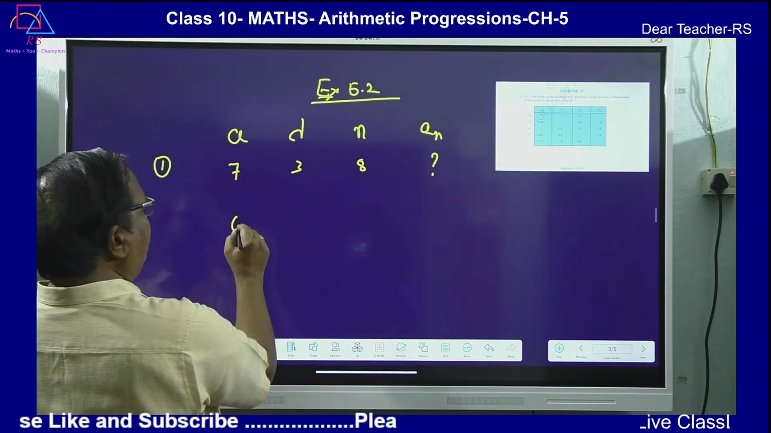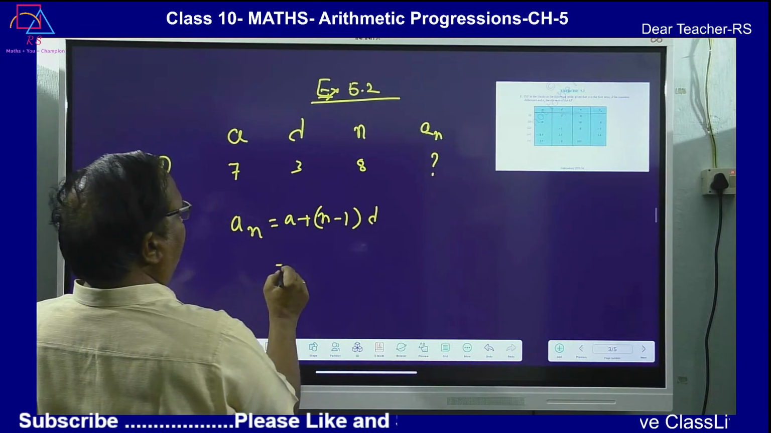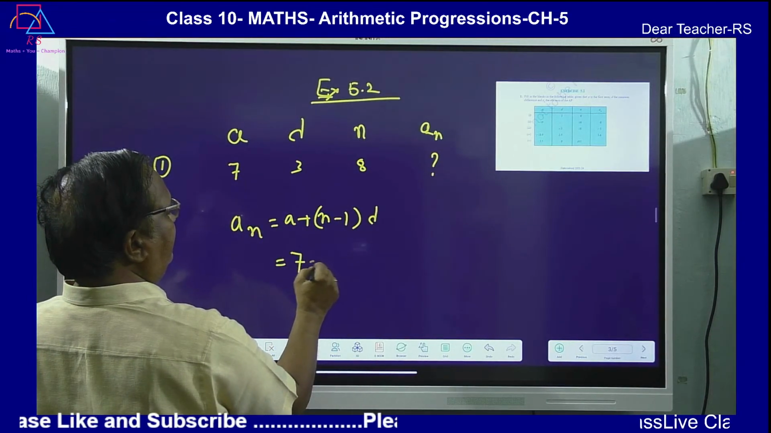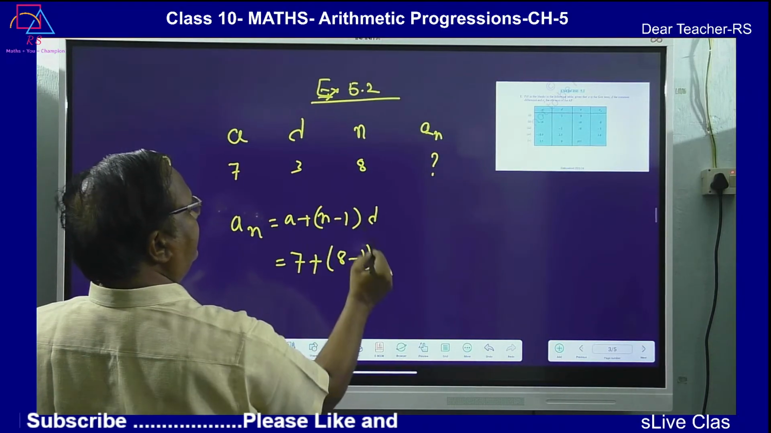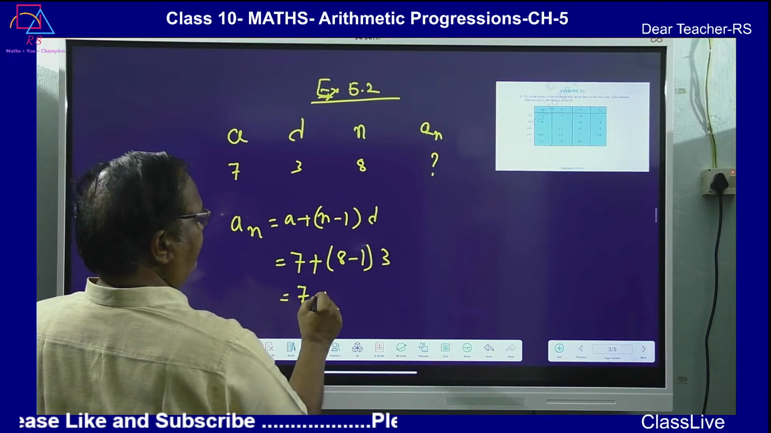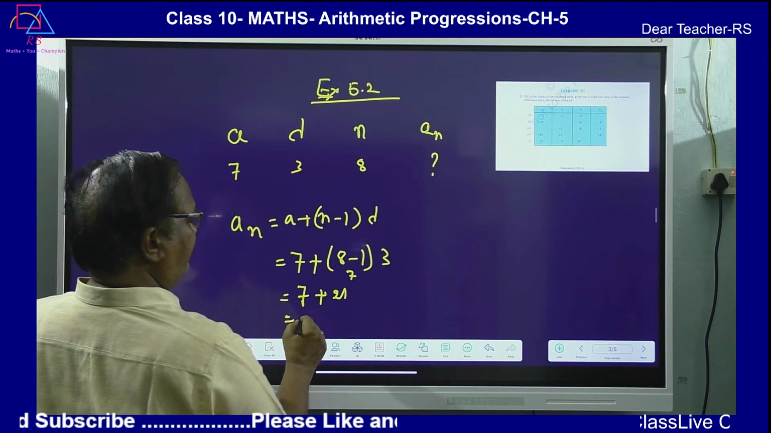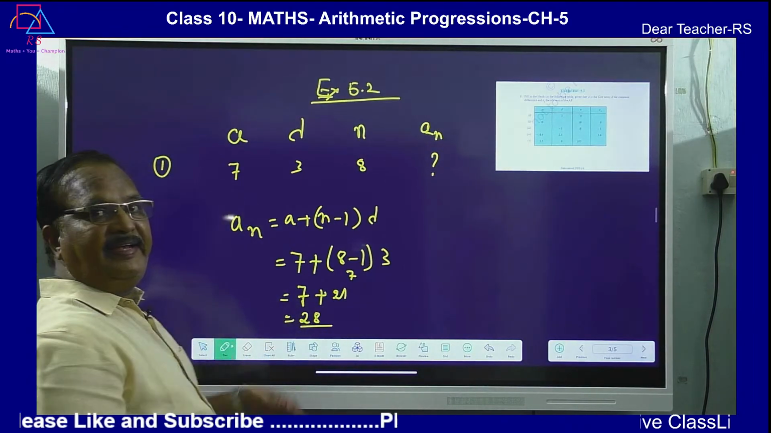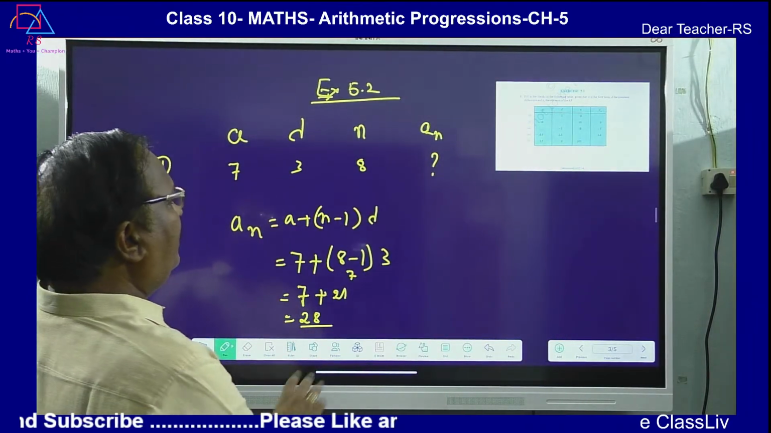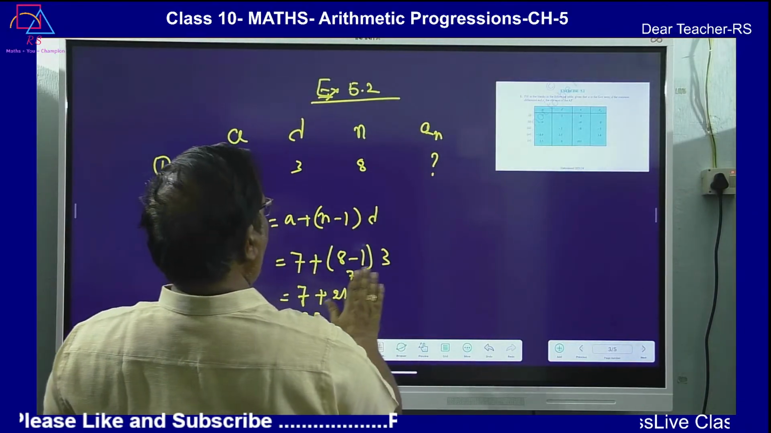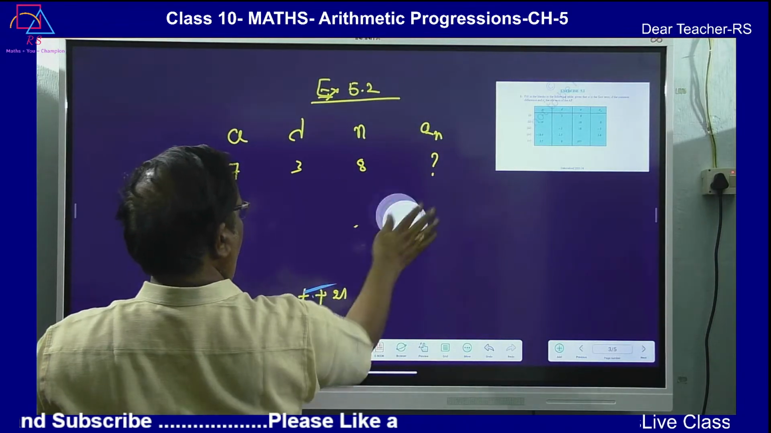The formula for an is a plus n minus 1 into d. So here a is 7, n is 8 minus 1, d is 3. So 7 plus 8 minus 1, that is 7, 7 threes are 21. So 7 plus 21, 28. So 28 is the answer. Okay, this is the main thing. Let me do one more question.